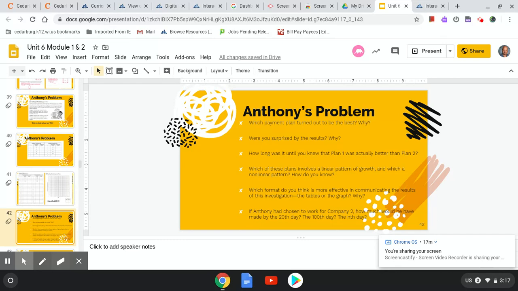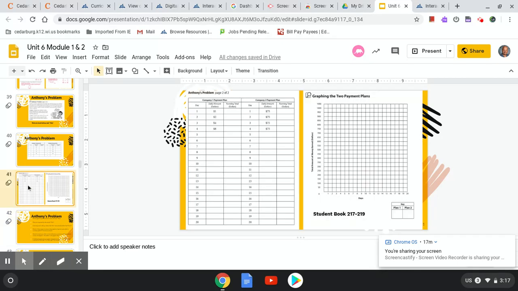I know I was, because you take a look at our first initial work through the first 5 days, and it was $31 for day 5 for one company, and the other company had $375. It almost seemed like that company 2 was going to take off, right? So how long was it until you knew plan 1 was actually going to beat it? Well, if I look back here, I'm going to say for day 10. I think day 10 is when we as a class kind of figured out that that was the day that it was going to pass.